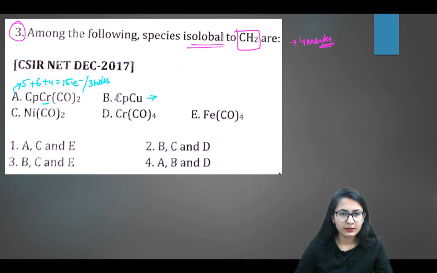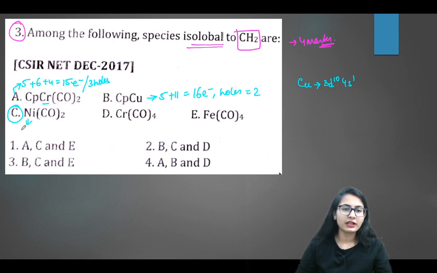About option number B, 5 plus copper has 11 electrons, guys. Yes, copper electronic configuration is going to be 3d10 4s1. Okay, yes, remember that. 16 electrons, so holes is equal to 2. Now for option number C, nickel. Nickel has 10 electrons, it is 3d8 4s2, right? Okay, so 10 electrons plus 4 from the carbonyl, 14 electrons and 4 holes.